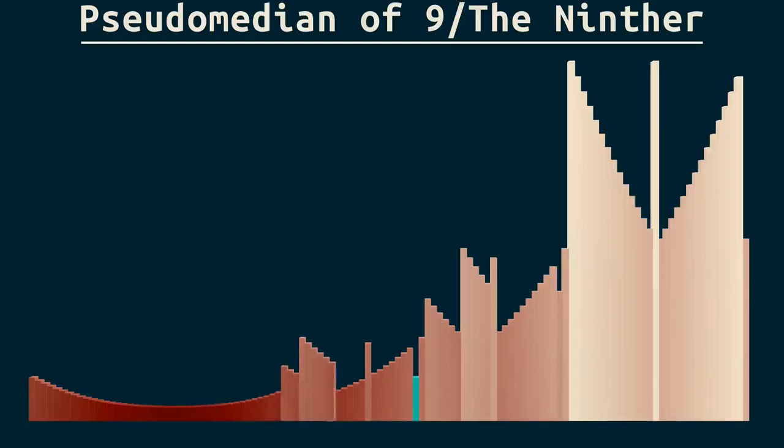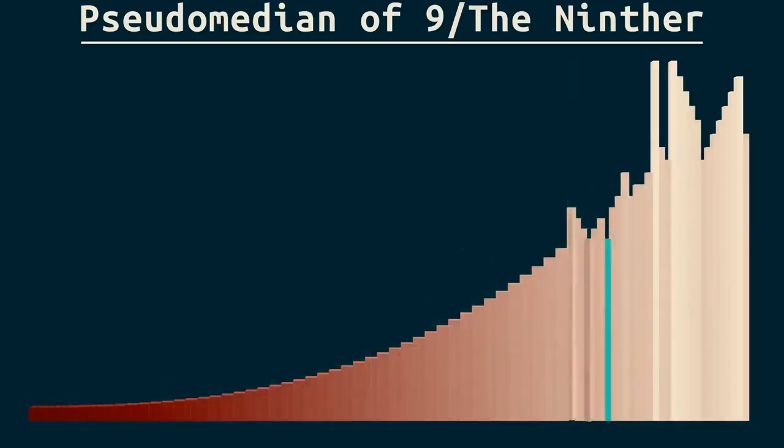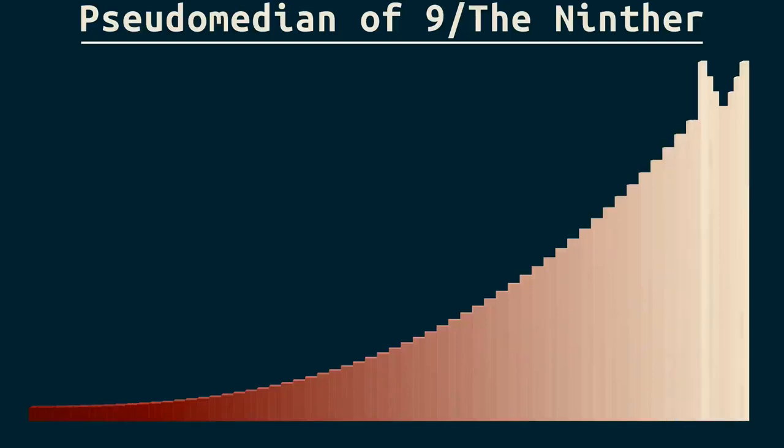Now, is it possible to construct an input that causes a quadratic slowdown here? Maybe. It seems like it would be, but I didn't find anything concrete on how to do that. Let me know in the comments if you know. So pseudo-median of 9 looks like a winner.